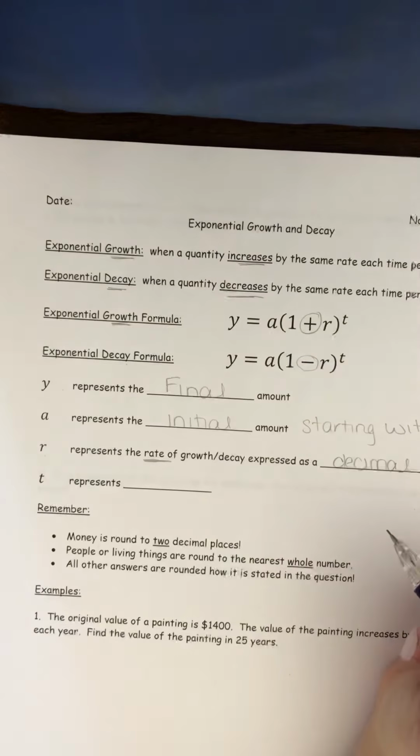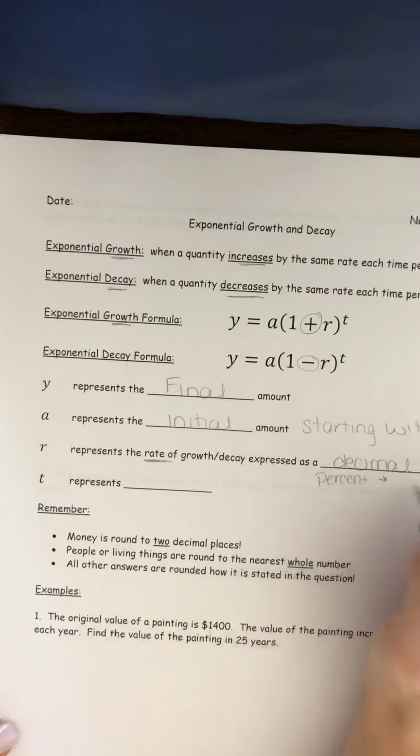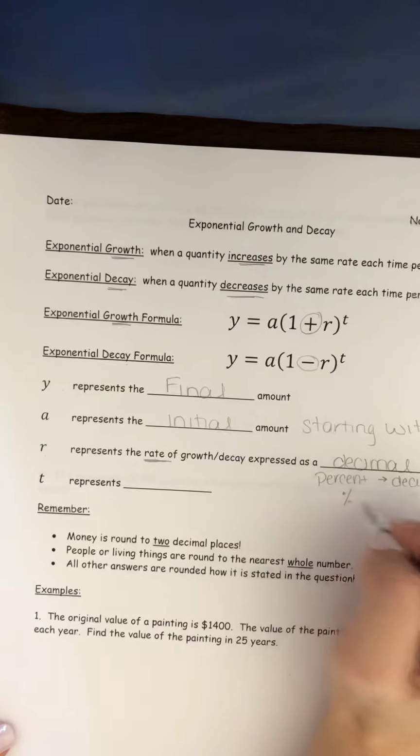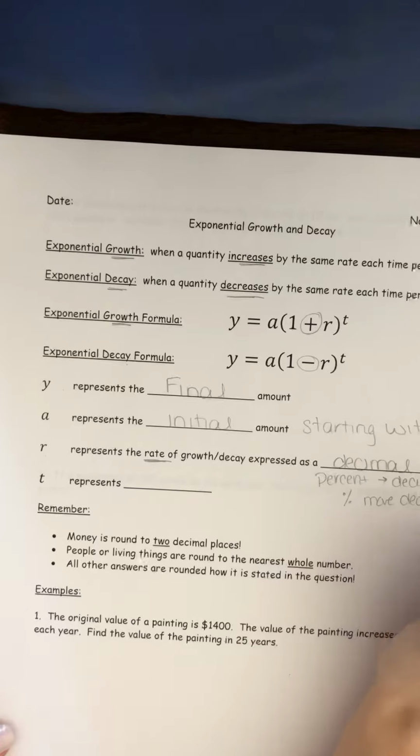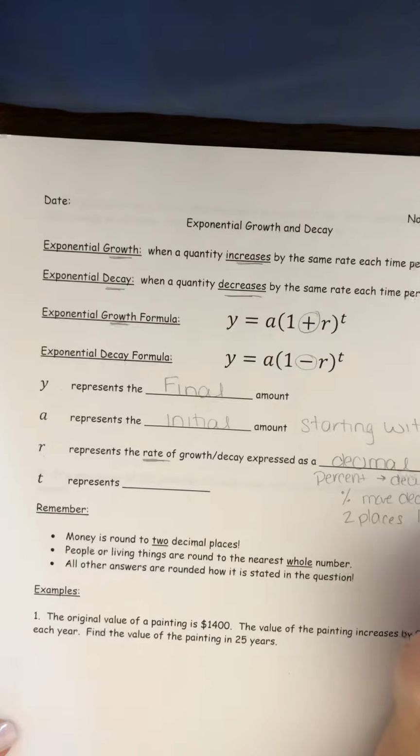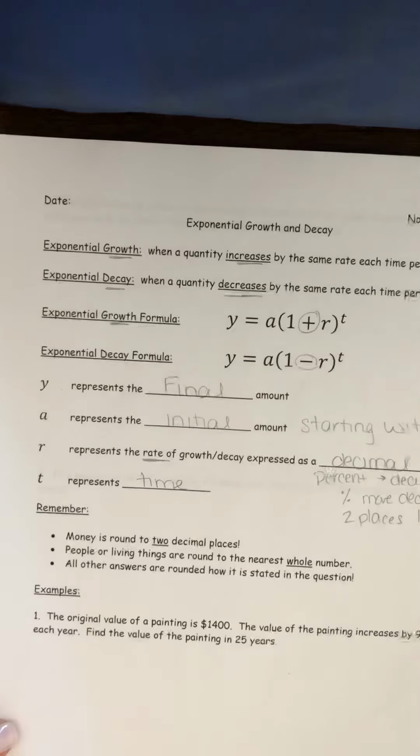It's always going to be given to you as a percent, so we need to change the percent to a decimal every time. Remember, in order to change a percent to a decimal, we move the decimal 2 places to the left. And then T always represents time.